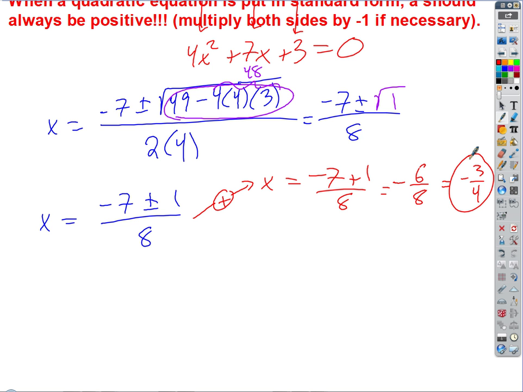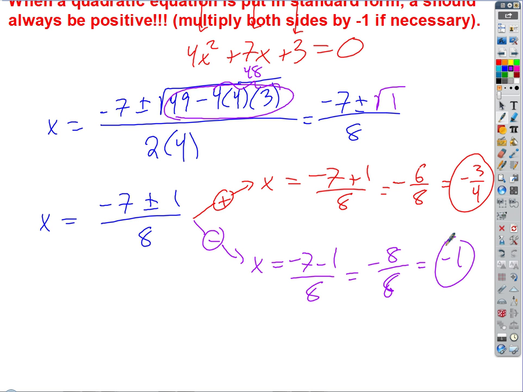So there's one answer for x. What if we take the minus sign? Then we get x equals negative 7 minus 1 over 8, which is just negative 8 over 8, which is negative 1. Those are my two answers right there. Okay, no big deal, right?